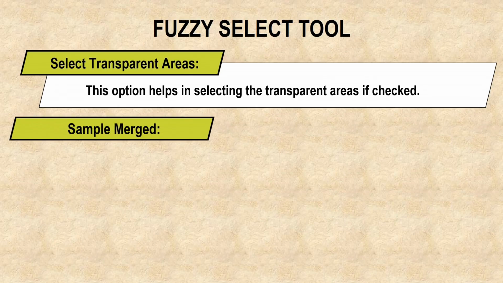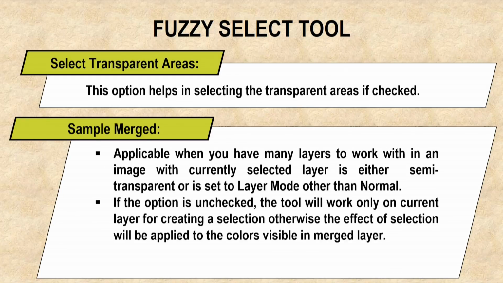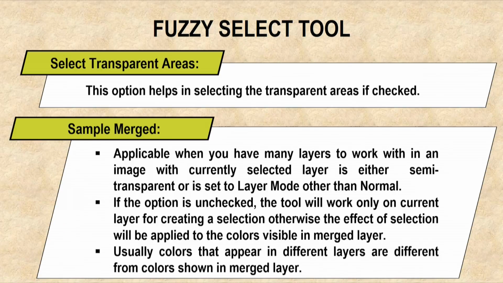Then comes sample merged. It is applicable when we have more than one layer in our image to be edited, and it works when the currently selected layer is either semi-transparent or is set to a layer mode other than the normal mode. If the option is unchecked, then the tool will work only on the current layer, and if this particular option, that is sample merged, is selected, then it will show its effect on the composite image. And at the end, usually the colors that appear in different layers are different from the colors that are shown in the merged layer.